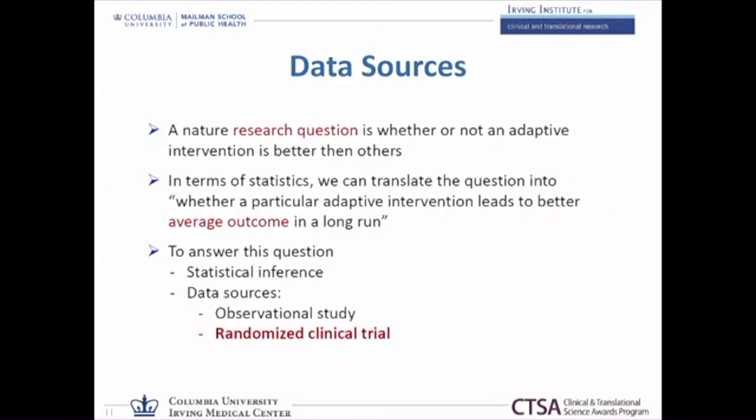A natural question in adaptive intervention research is whether or not an adaptive intervention identified in the study is better than the others. So in terms of statistics, we can translate the question into whether a particular adaptive intervention can lead to a better average outcome in the long run. To answer this question, we need to conduct a causal inference based on the sample data collected from the study. It can be 2 types of study. One is an observational study, and the other is a randomized clinical trial.